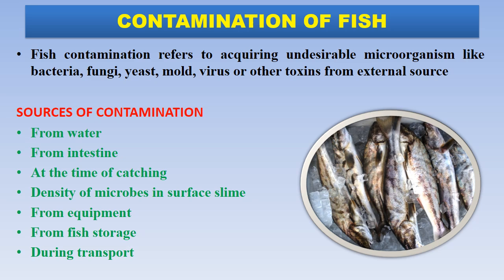Then the density of microbes on the surface. If the surface has a very high density, naturally that's a major source of contamination for the muscle. Then from the equipment or appliances, as I mentioned, from storage, or if there is improper storage or unclean vessels or containers, that can be a source. And during transport, the different vehicles used can also be a source of contamination.